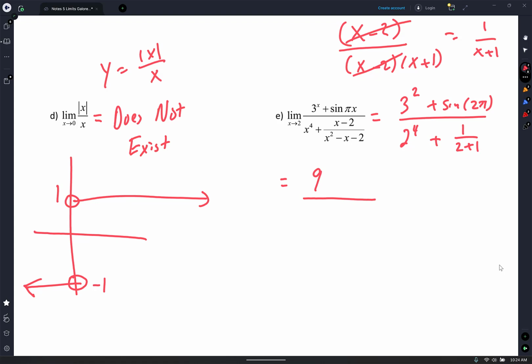2 to the 4th. 2 times 2 is 4. 4 times 2 is 8. 8 times 2 is 16. So you should be able to do that at least. I just did 2 to the 4th. 2 times 2 is 4, 4 times 2 is 8, 8 times 2 is 16. Are we still okay? Yes.